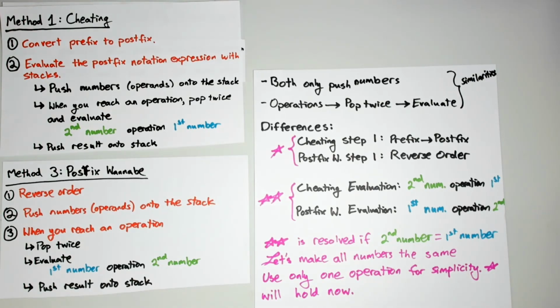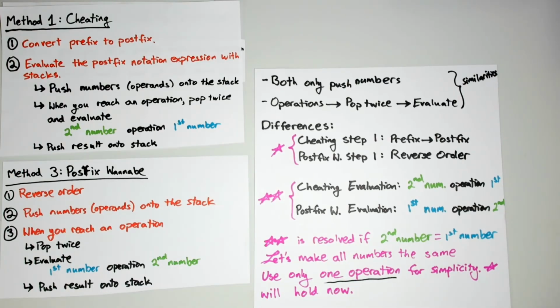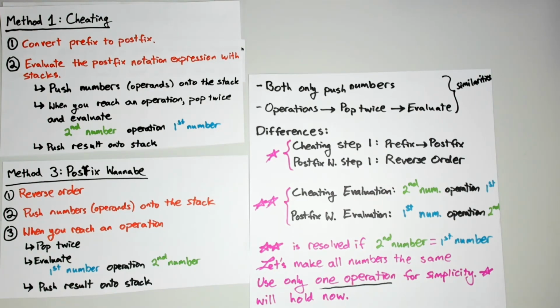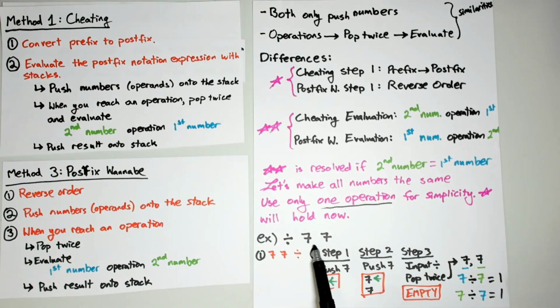So just to keep it simple, because all we need is an example, let's use a single operation, something like 1 plus 1, making sure to use the same number so that both of these get satisfied, and we'll see that both methods have the same process. Let's do divide 7, 7. So this is our prefix notation expression. We only have one operation, and we have the same number.